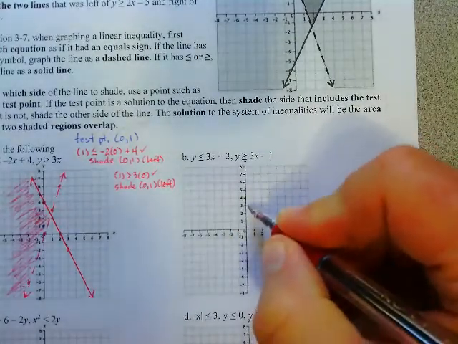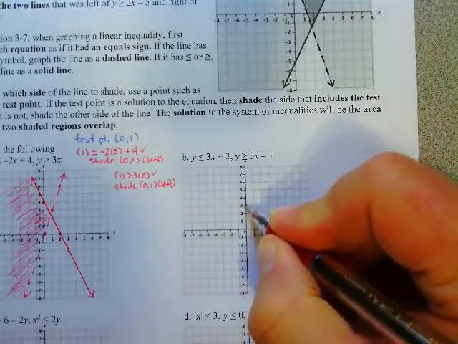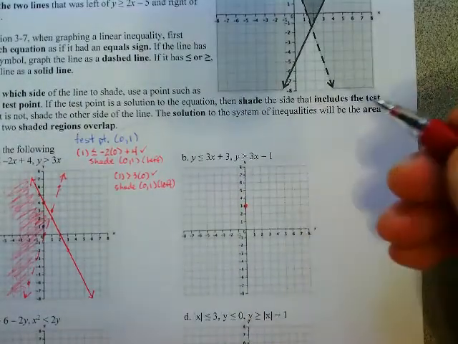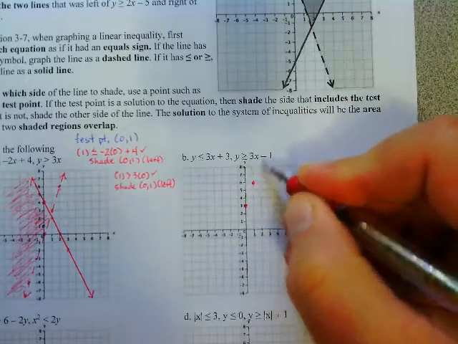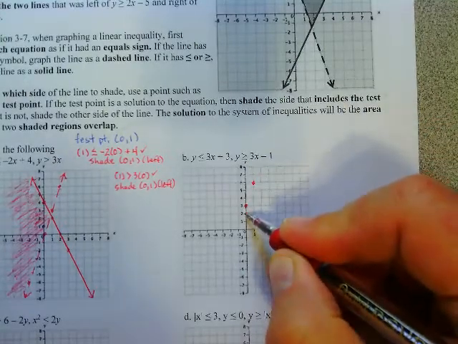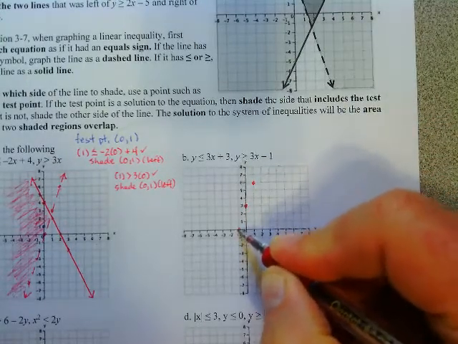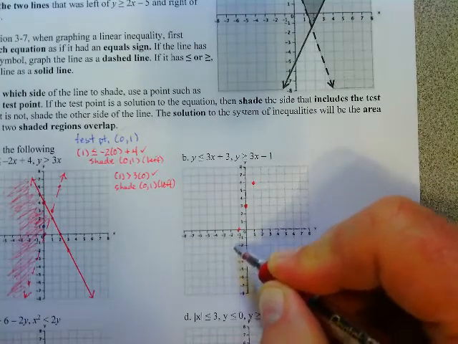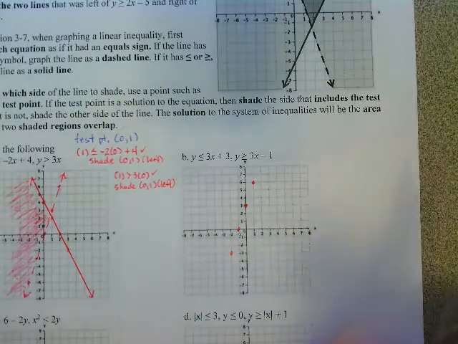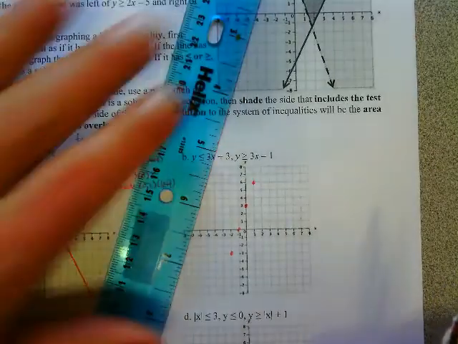So the first one is going to go through 3. And again, it has a slope of 3x. So 1, 2, 3, 1. Now I'm running out of room here, so I'm going to go back. 1, 2, 3, and then back 1. So that will be the first line that we have.